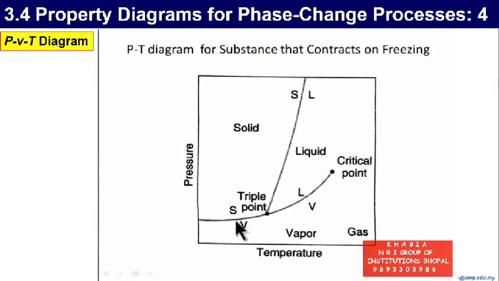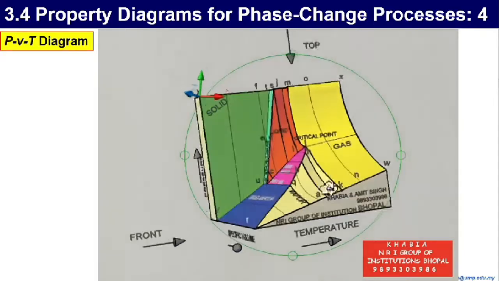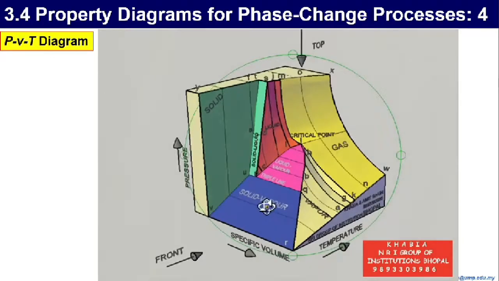This is the sublimation line in the PT diagram and let us observe how it appears in the PVT surface model. It is interesting to observe that the sublimation line appears as a surface RQUV in the PVT surface model.